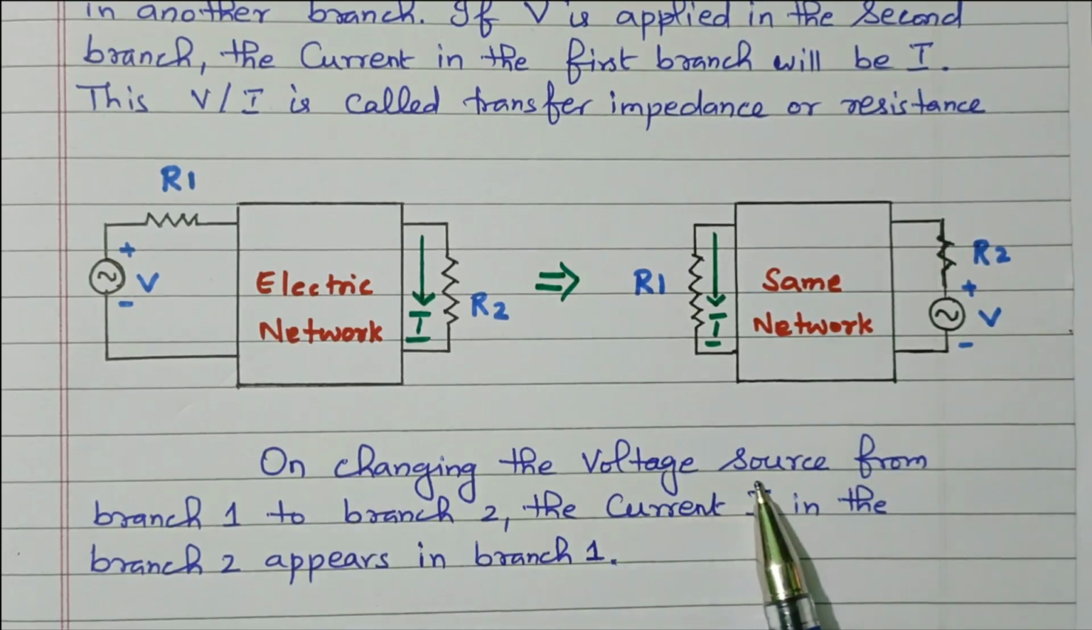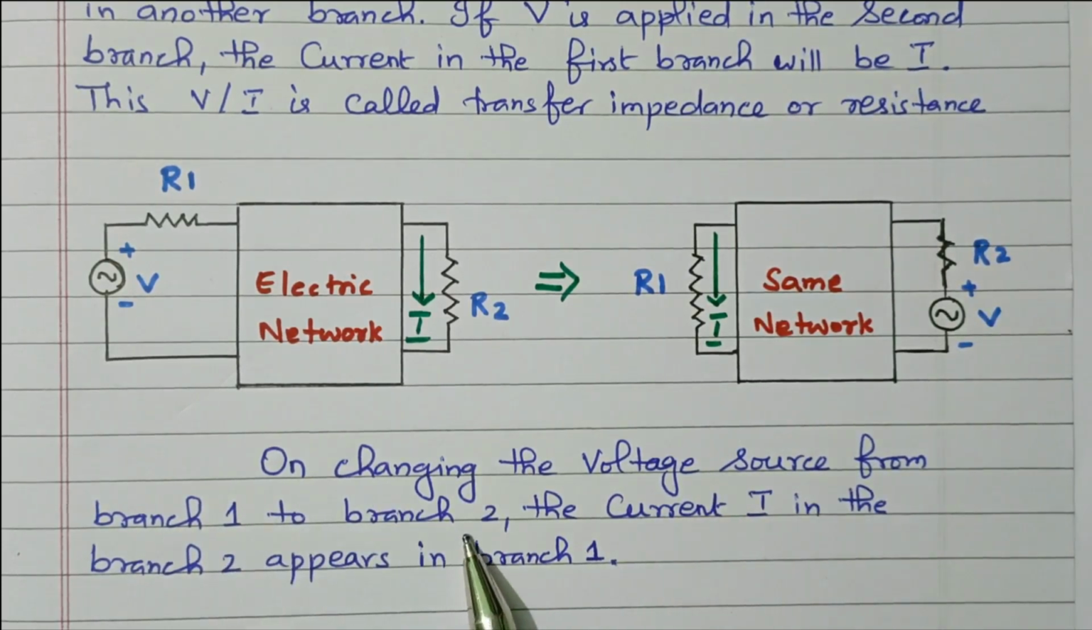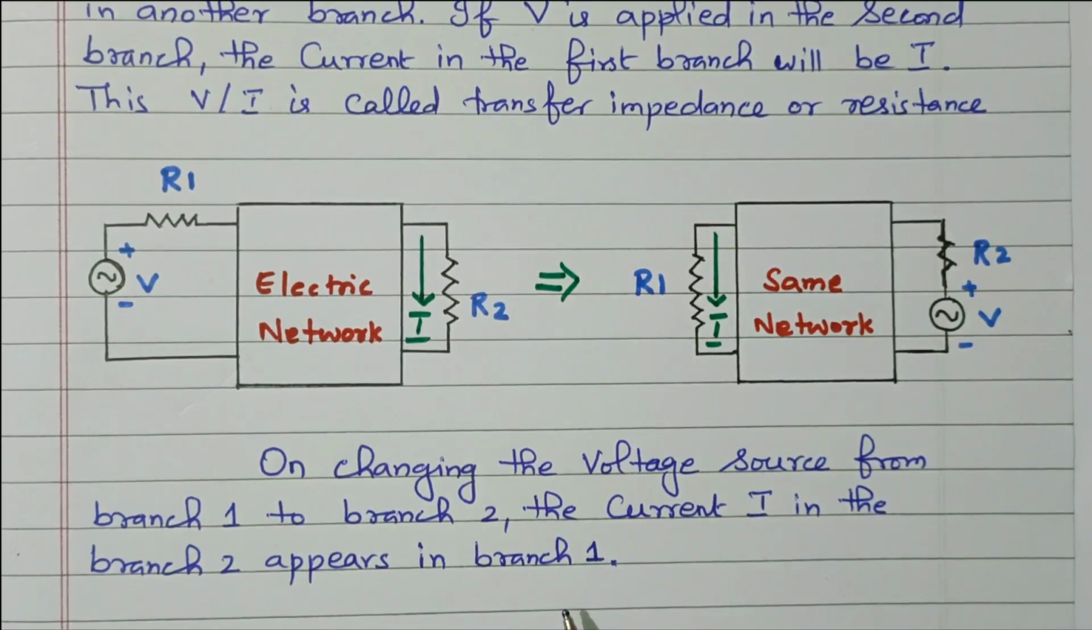On changing the voltage source from branch 1 to branch 2, the current I in branch 2 will appear in branch 1. So that is the statement, right? While interchanging the voltage, the current in that branch will be reflected in the first branch.